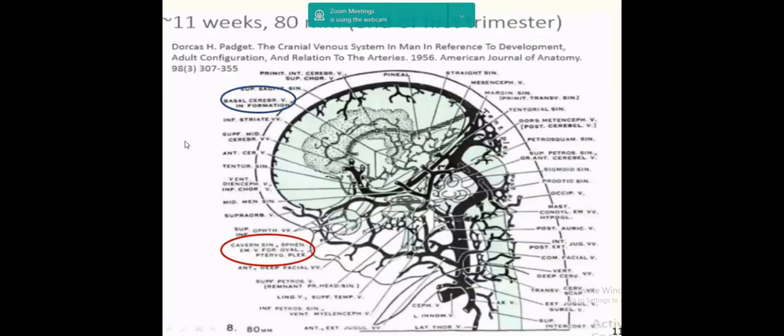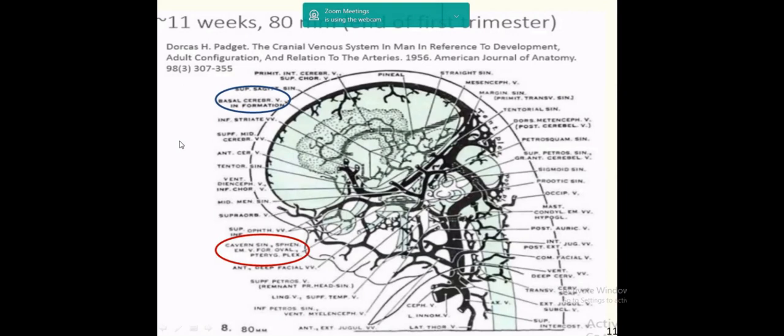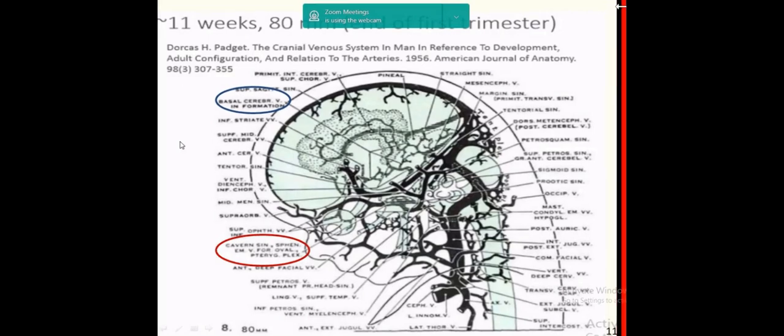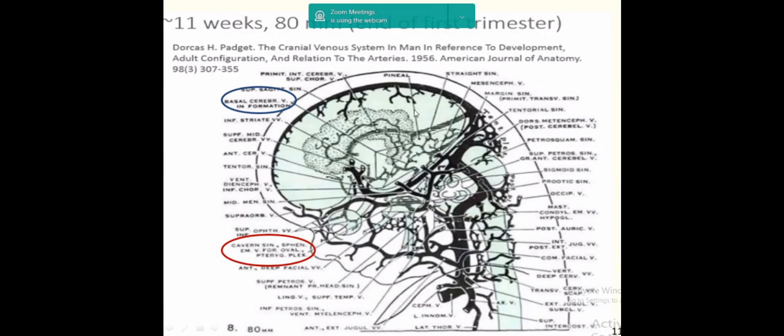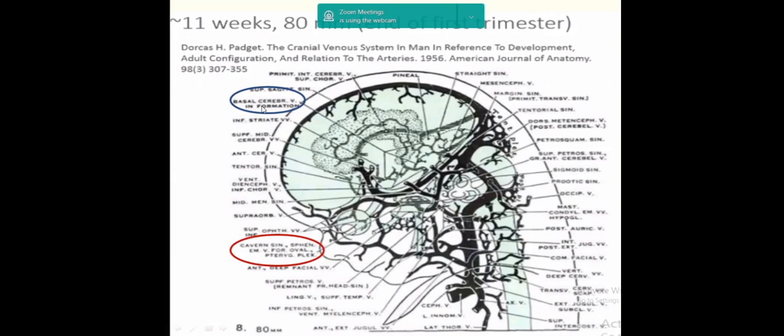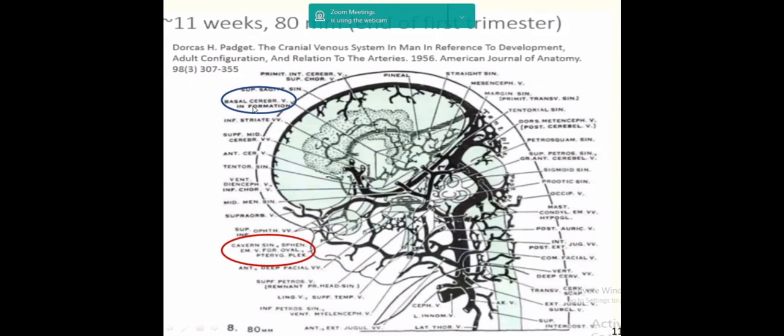At the stage of 11 weeks, marked by the end of the first trimester, we can see marked development of the venous system. We can see the superior sagittal sinus forming, and the basal cerebral vein, which is still in formation, is the last one to form. At this stage, a lot of variations in the basal vein are also seen. Typically the basal vein is basically a conduit between the cavernous sinus and the vein of Galen.